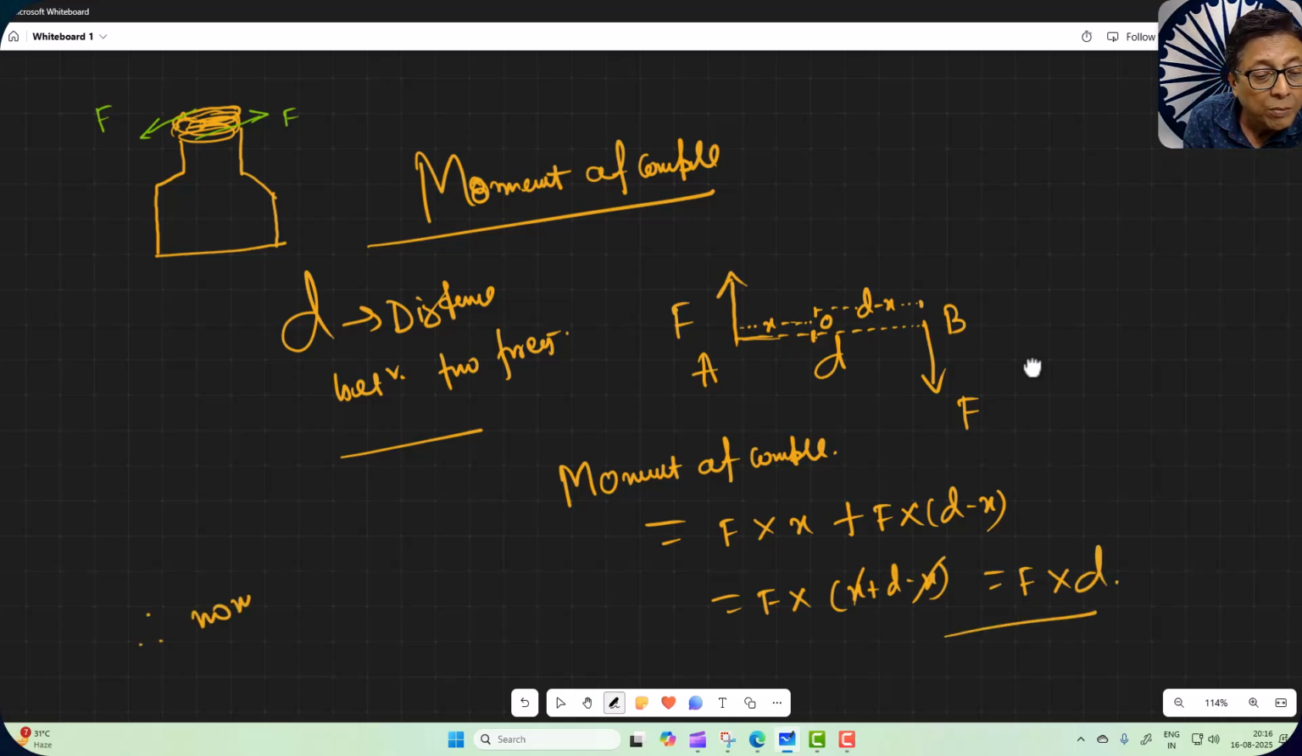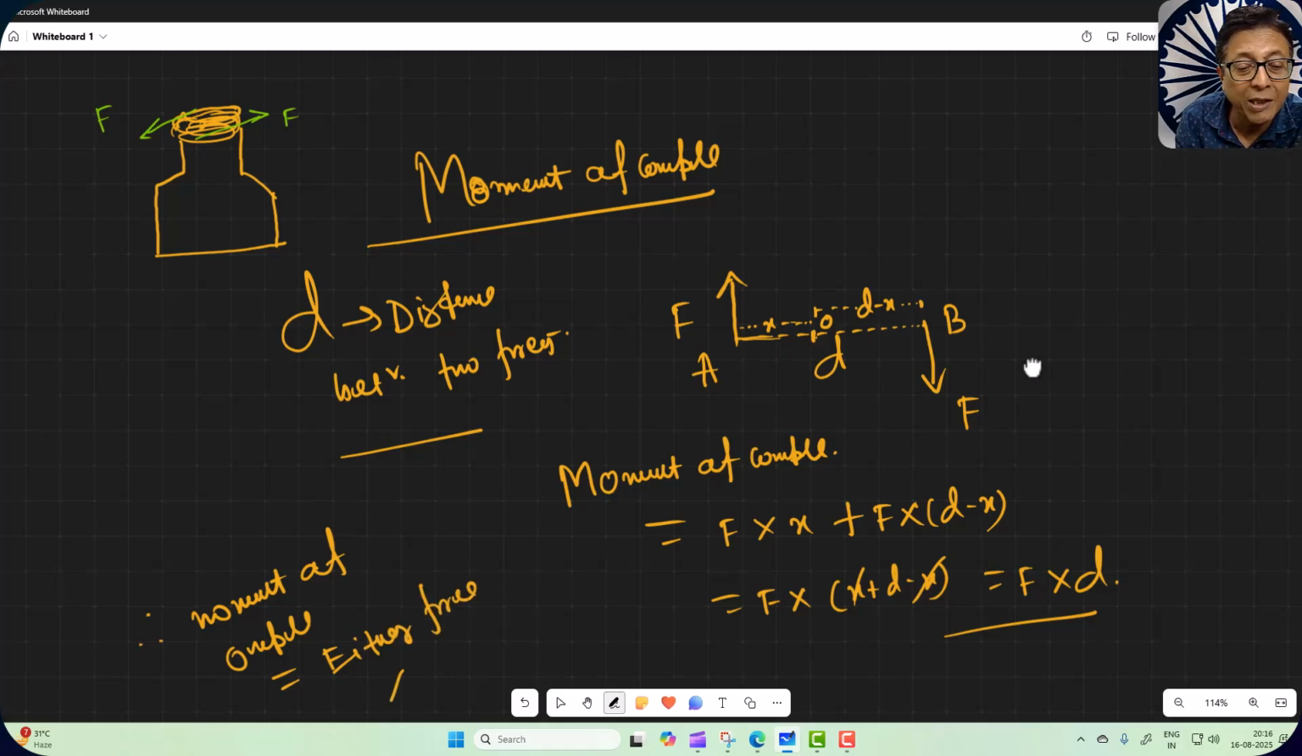Therefore, moment of couple is equal to either force multiplied by the distance of separation. So it is irrespective of the point. Wherever you take, it will be the same.